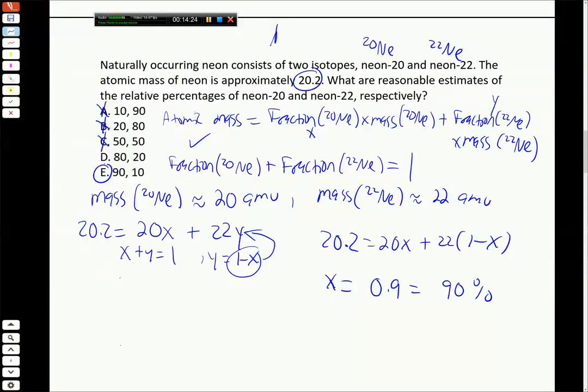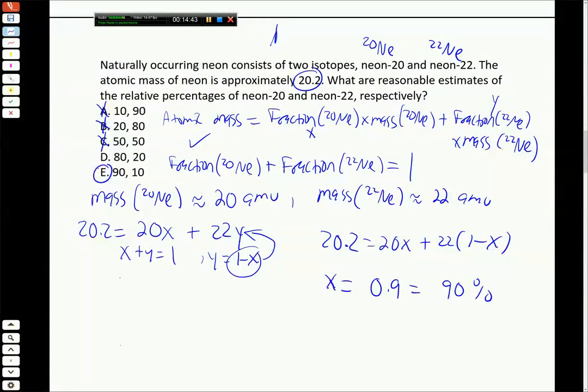One thing we should keep in mind is if the percentages were 50-50, I didn't mention choice C specifically, but if the percentages were 50-50, the atomic mass would be exactly in between the two, or 21. So it's still close to 20, so we know that neon 20 is more abundant, and then the math tells us that choice E is the more reasonable one.